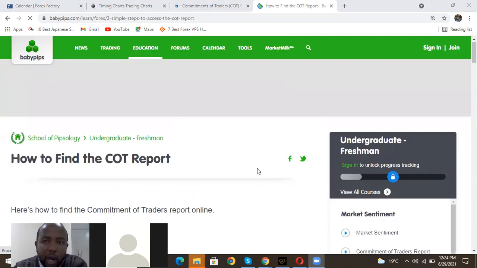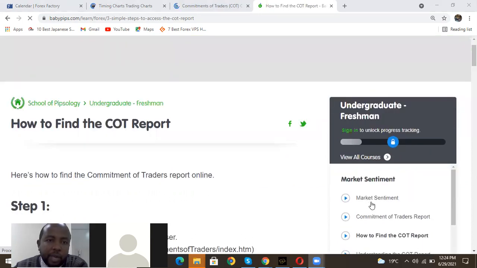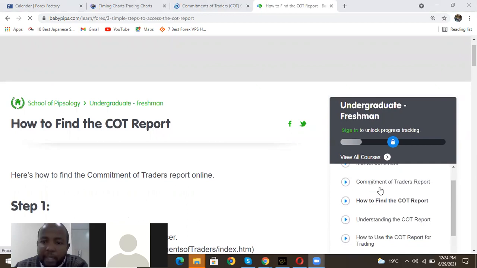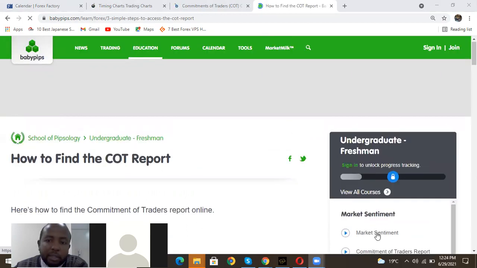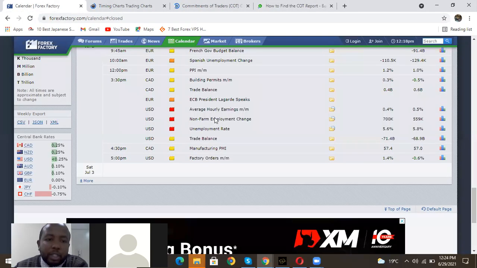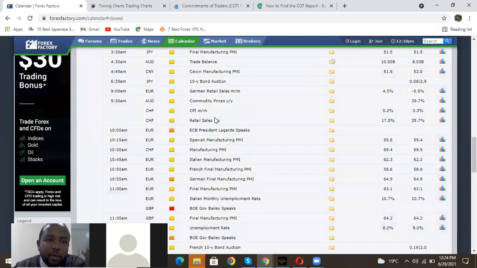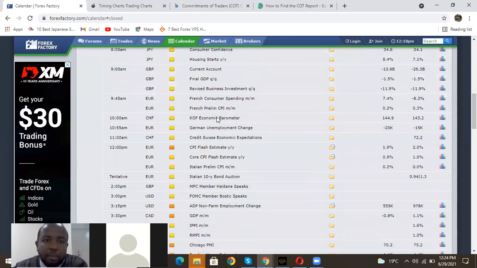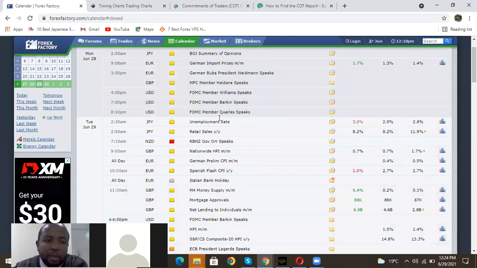I think it's under market sentiment. You guys can see, under BabyPips, you'll find it under market sentiment. So this is now sentiment analysis. Sentiment analysis, you have to incorporate it with the COT report. And then you also have to incorporate it with the fundamentals. Fundamentals is basically looking at this economic calendar. Every week, this should always be beside your computer so that you always know where the markets are going.